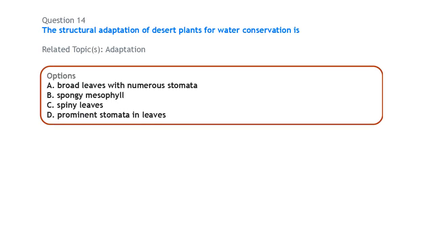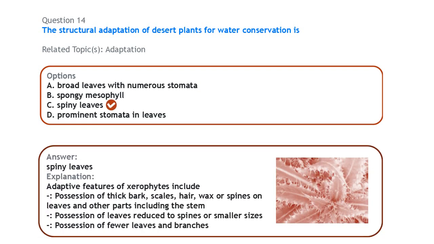Next, also on adaptation, the structural adaptation of desert plants for water conservation is. So xerophytes or desert plants have certain features that allow them to conserve water. Since the desert is a place where there isn't abundance of water or rainfall, they need certain structures to conserve, and one of them is spiny leaves. That is, they have leaves with spines on them. Also, they have thick bark, scales or wax on their leaves, and in some the leaves are reduced to spines, and some of them have fewer leaves and branches, and all of these features are basically to conserve the little water that the plant is able to get.